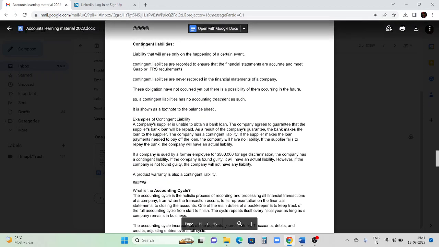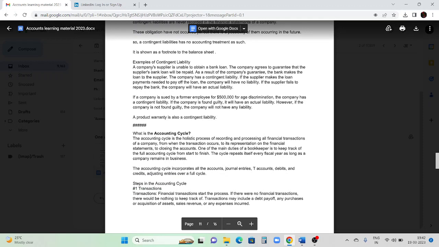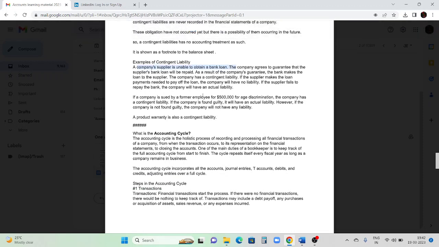I have discussed contingent liability before, so it's been mentioned here. A liability that will arise only on the happening of a certain event. It is recorded to ensure that financial statements are accurate and meet GAAP or IFRS requirements. It is never recorded in the financial statement of a company. It's never recorded, okay? An example is a company's supplier is unable to obtain a bank loan.